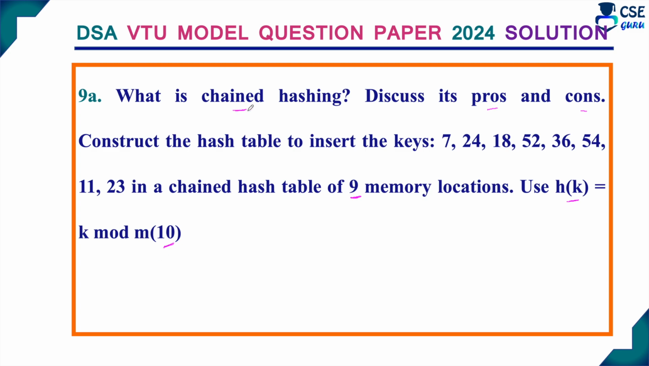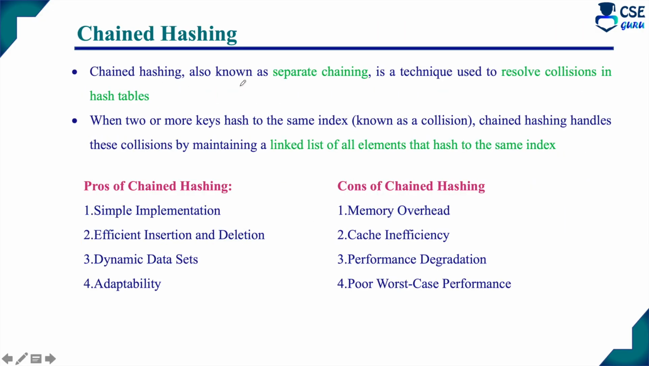Here we need to explain what you mean by chained hashing and give its advantages and disadvantages. Then construct the chained hash table for the given data with 9 memory locations. So what do I mean by chained hashing? It is otherwise called separate chaining, and it is a technique used to resolve collisions in a hash table. In a hash table, whenever more than one element is mapped to the same index, a collision happens. Collision is a major problem in hash tables. To resolve this collision, we can implement the technique of chained hashing.